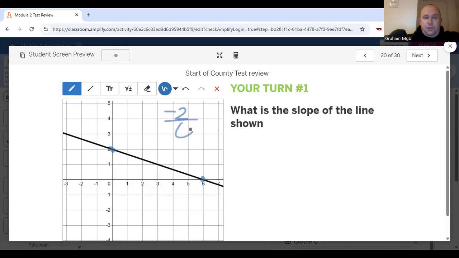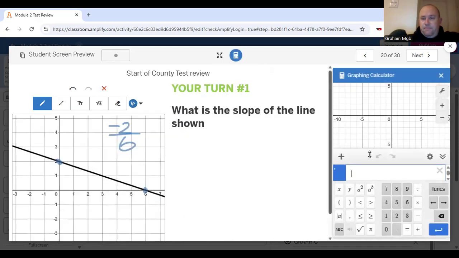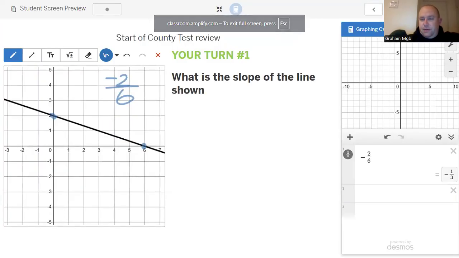And we also need to make sure that we check to see if our answers simplify. So -2 over 6. It will give you a decimal initially, but we don't want that decimal. We want that fraction. So click on the fraction button and you can see it's -1 over 3.